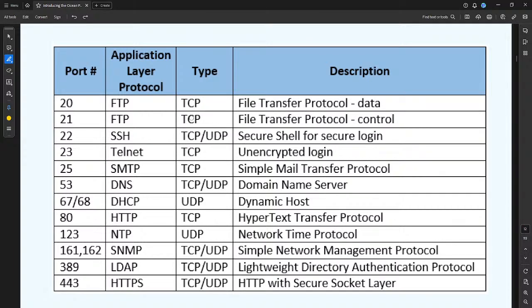Now, it's important to note that the Transmission Control Protocol requires a three-way handshake for the communication to be called successful. But let's not rush into that. We're going to get into that shortly.